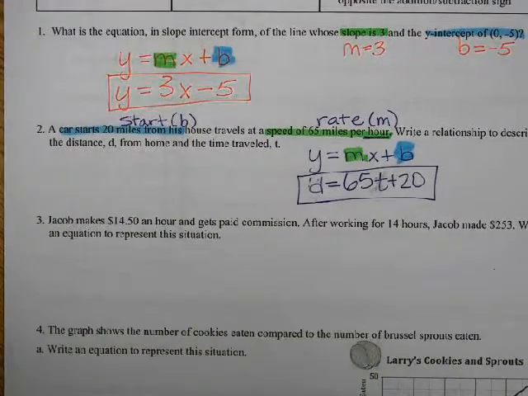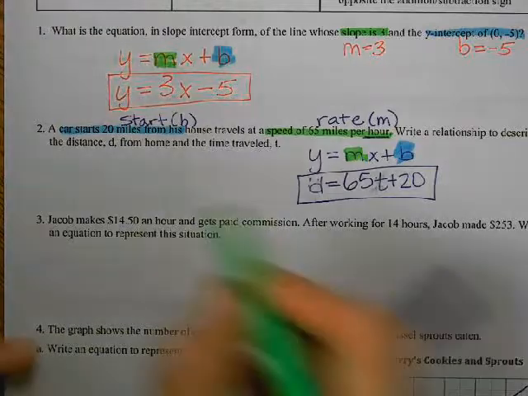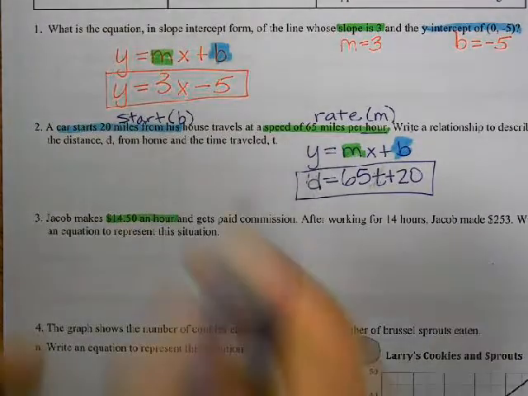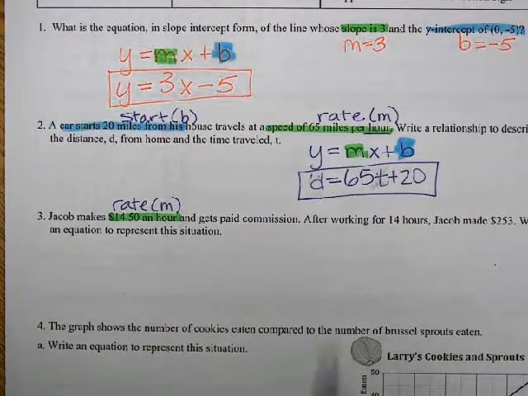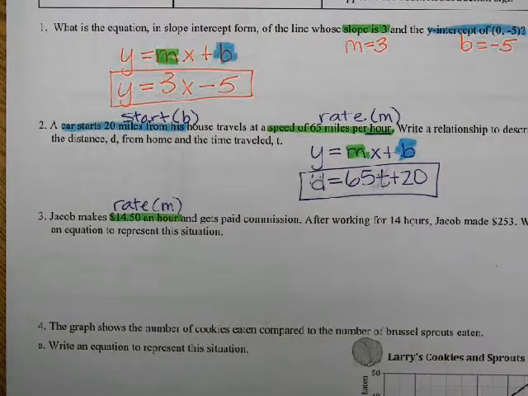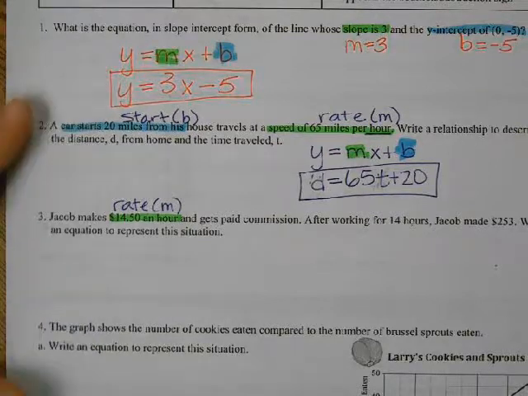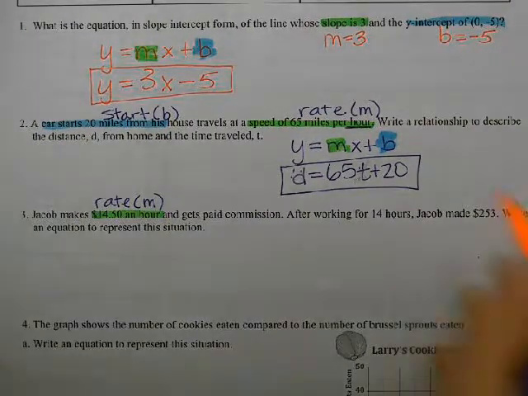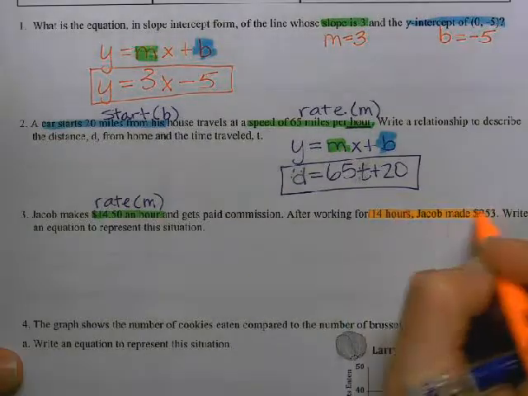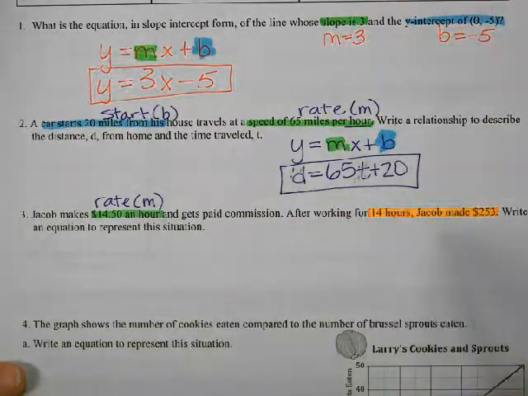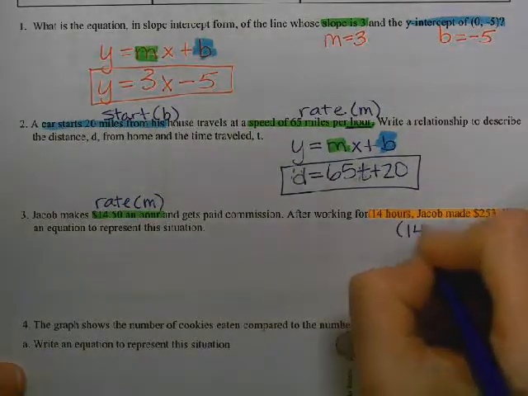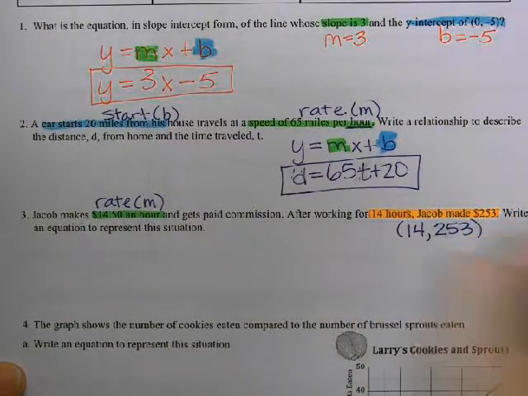All right, number 3. Jacob makes $14.50 an hour and gets paid commission. All right, so $14.50 an hour, I know that that is a rate, so that's going to be m. That's a rate, m. And he also gets paid a commission. After working for 14 hours, Jacob made $253. Okay, so it doesn't say a start on this problem. It actually gives us a relationship between the number of hours worked and the number of dollars made. Okay, so anytime you notice a relationship between the two things, you know that that's going to be your point. So this is 14 hours, $253.